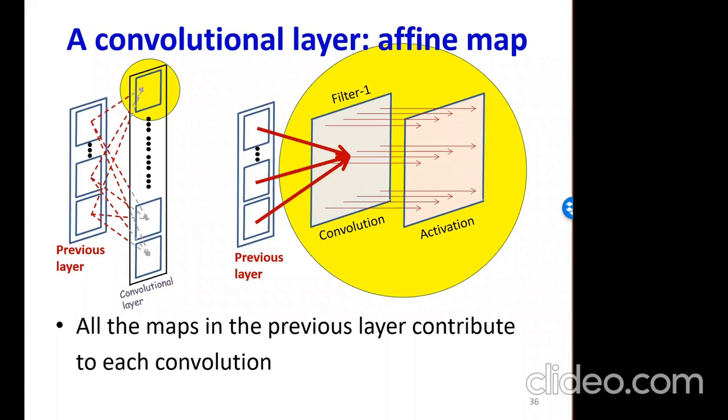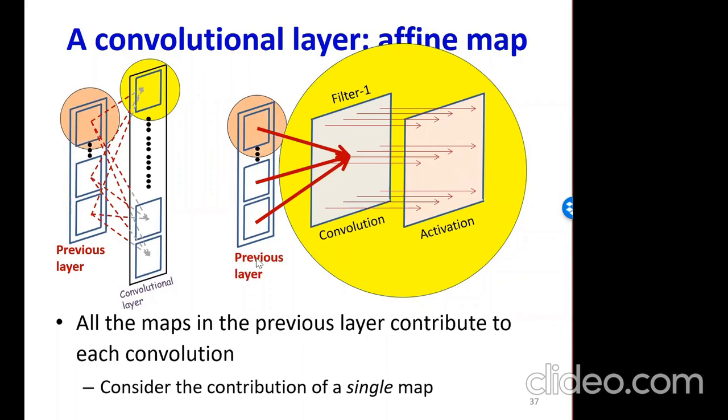So now again, each of these affine planes is computed through a joint convolution over all of the planes in the previous layer. Now to see how, consider the contribution of just one map, which is shown in this highlighted point. So let's say I'm trying to compute this one map in any plane.